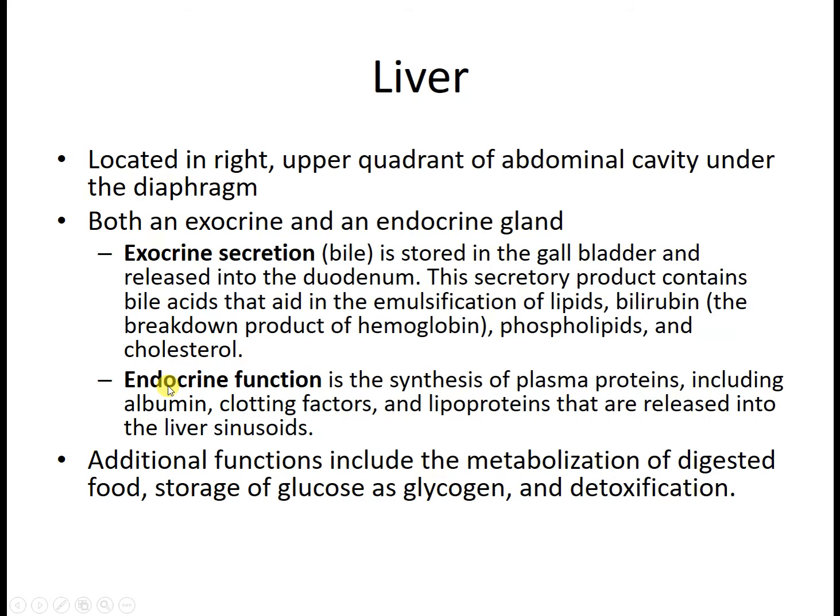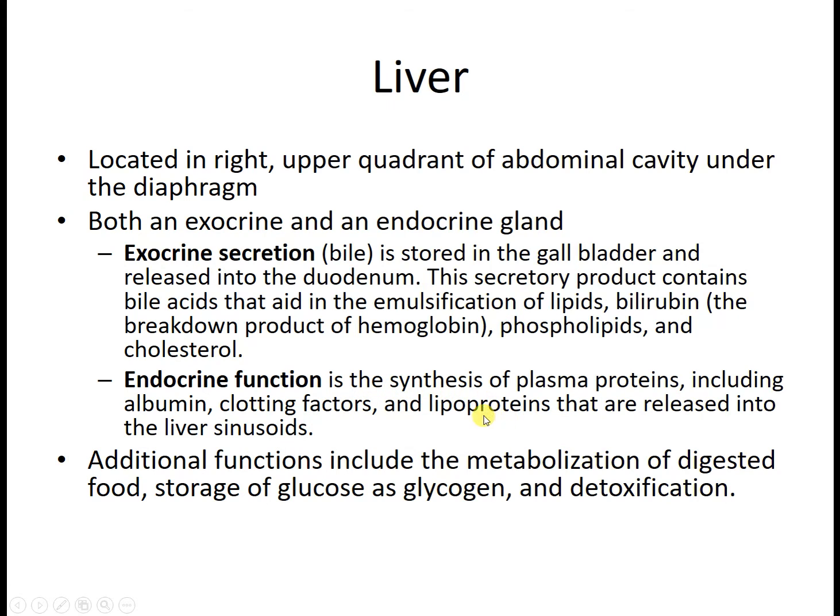Then we have endocrine function, and actually the liver can be called the largest endocrine organ of the body. Why? Because the endocrine function of the liver includes not only hormone secretion, but also secretion of plasma proteins. If you remember the structure of plasma, almost 10% of plasma is composed of proteins, like albumin, globulin, and fibrinogen, which is one of the clotting factors.